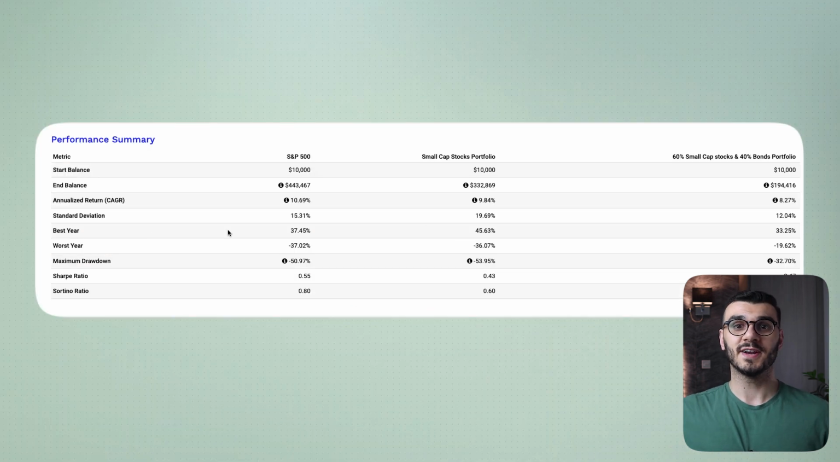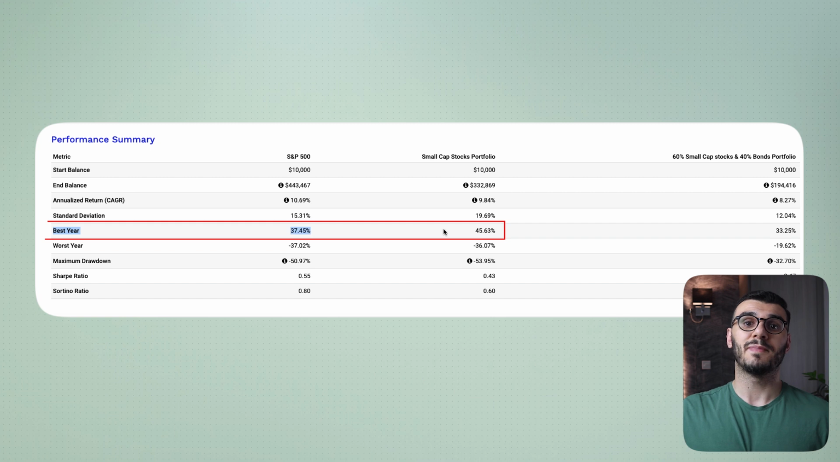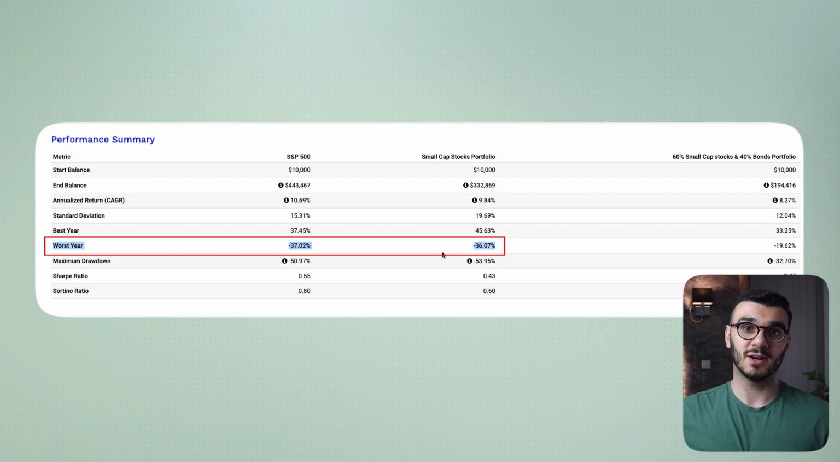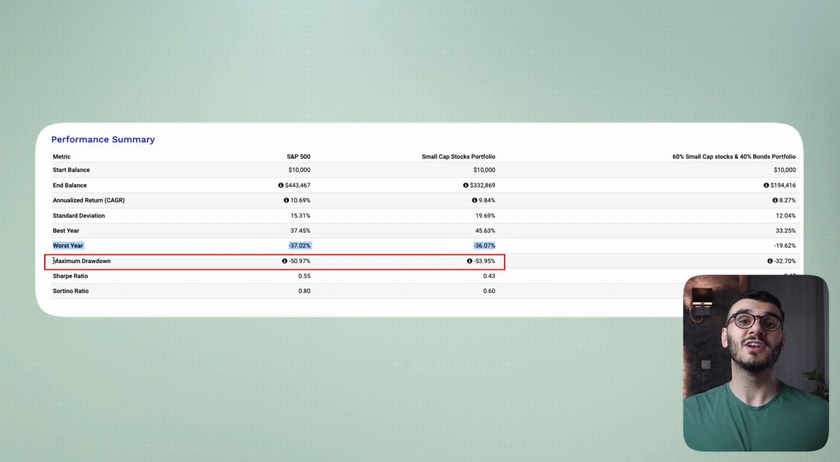Looking at the numbers here, we can see that its best year surpassed the S&P 500 at a 45% increase in a year. However, even though its worst year is quite similar, it's important to note that it experienced a maximum drawdown of nearly 54%, slightly higher than the S&P 500's 51%.